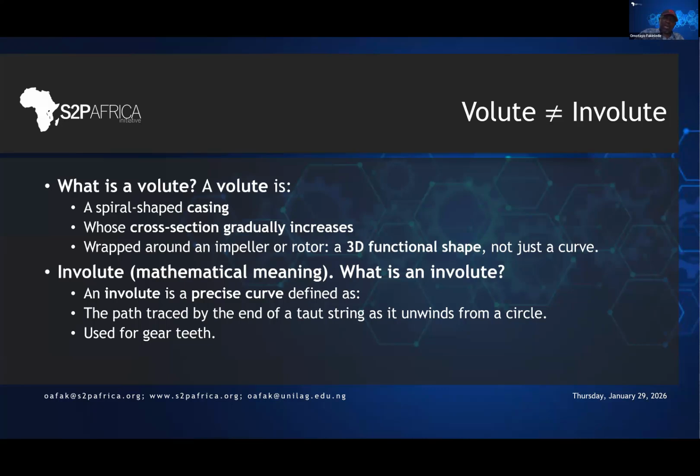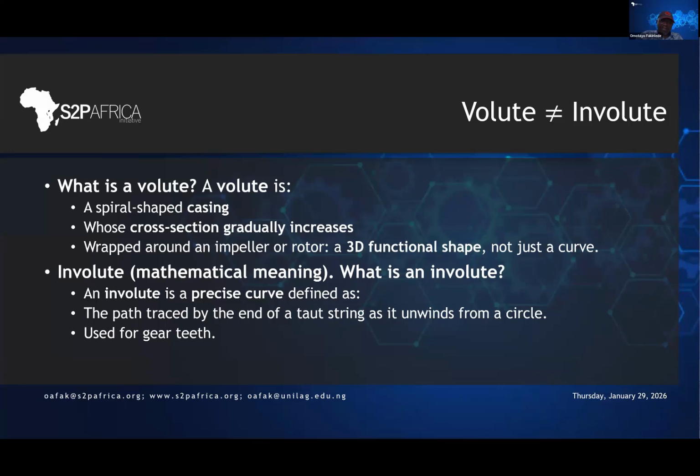It looks like a circle, but it's never a circle because the radius is always changing. So that is a spiral object of increasing thickness or increasing radius as it goes, whose cross-section gradually increases or decreases depending on where you are starting from. And it is wound around an impeller or rotor. It's a three-dimensional functional shape. It's not just a curve.